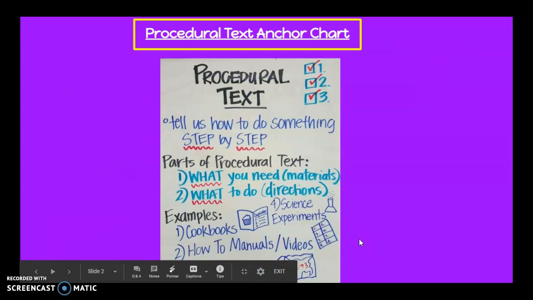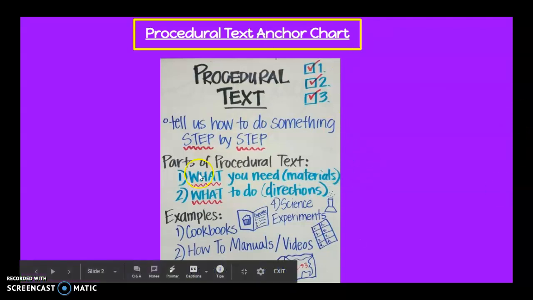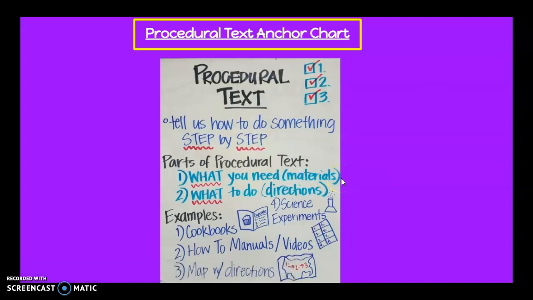Okay, remember that a procedure or a procedural text tells us how to do something step by step. Parts of a procedural text. What are you going to need? Cereal, your ingredients. What do? Your directions, your commands.